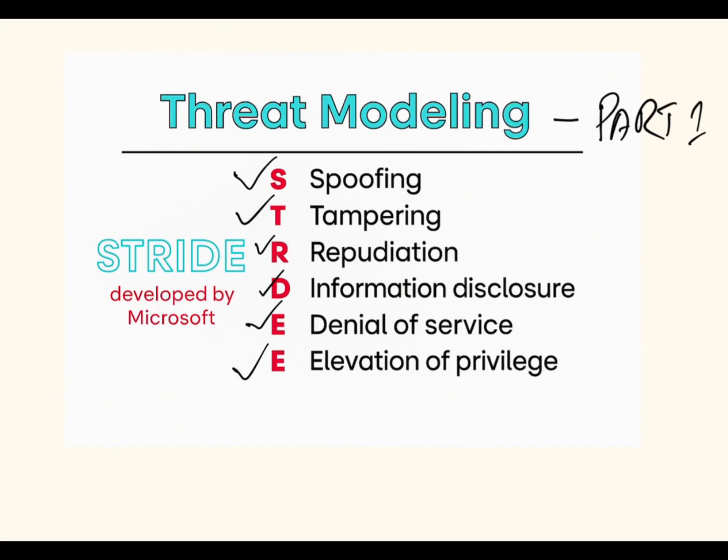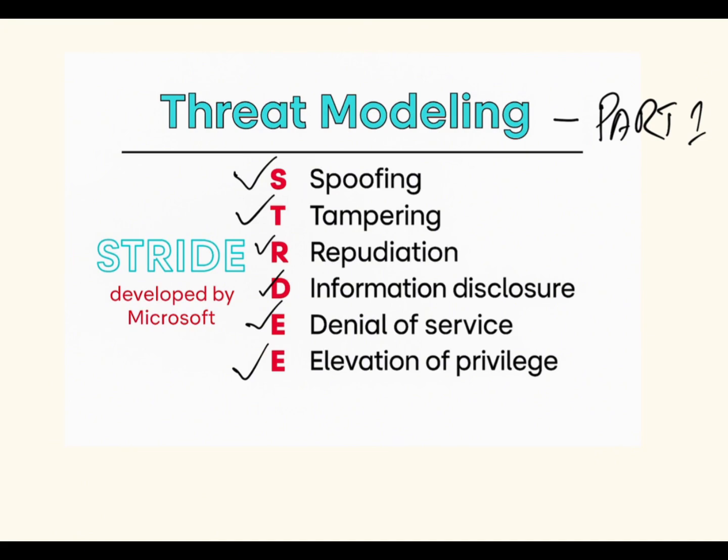So STRIDE is used during threat modeling, especially in software development or system design, to identify potential vulnerabilities and ensure secure architecture. This helps us identify the vulnerabilities, and if there are vulnerabilities in that particular system, then we need to identify how those vulnerabilities can be exploited and how we can protect our system using this threat modeling framework.